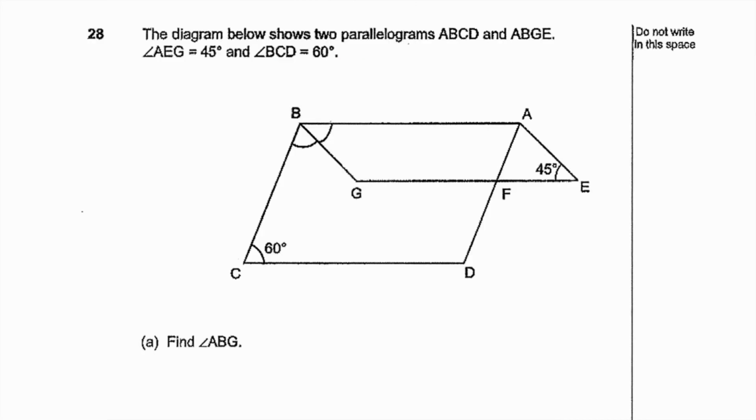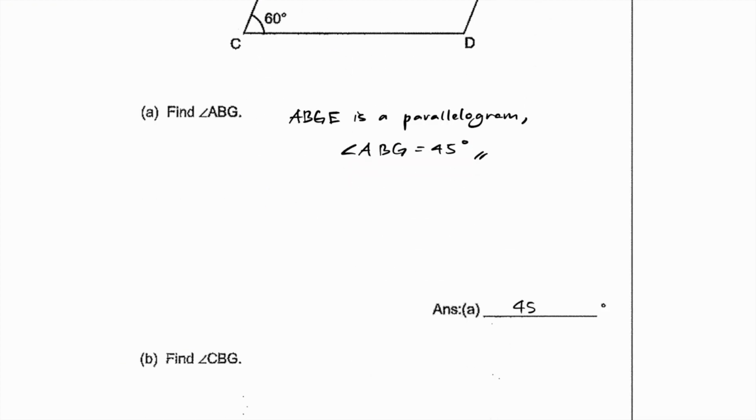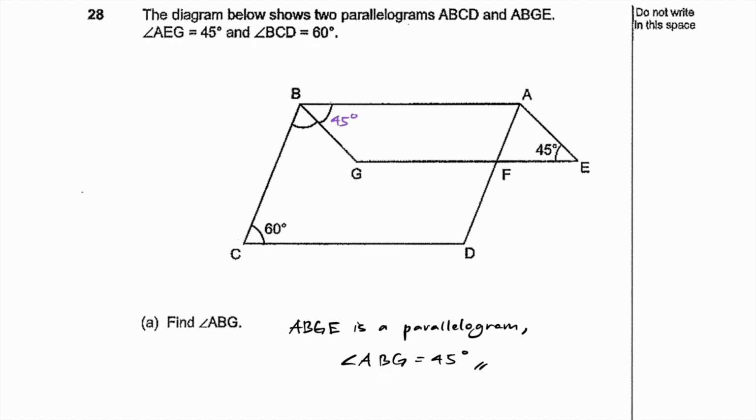The diagram below shows 2 parallelograms. Alright, 45 degrees here, 60 degrees here. Find ABG. Now, this being a parallelogram, I've got 45 at this corner as well. Alright, next. This being 60, we know that ABG is therefore 45. Oh, we found that already. CBG though, we want CBG, which is basically this angle here.